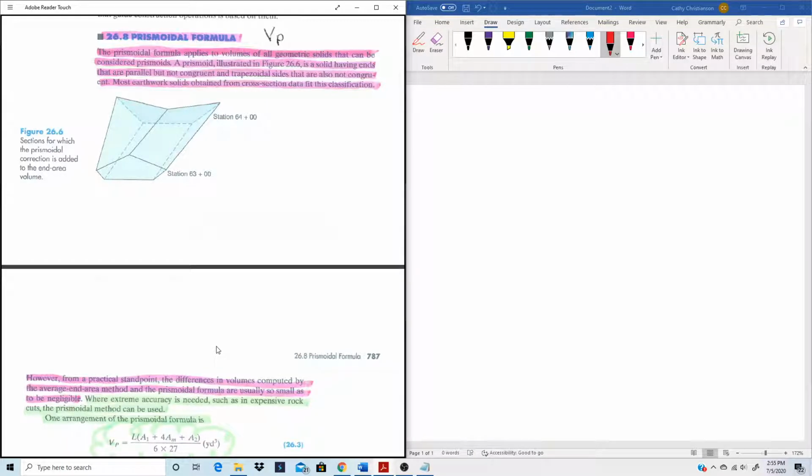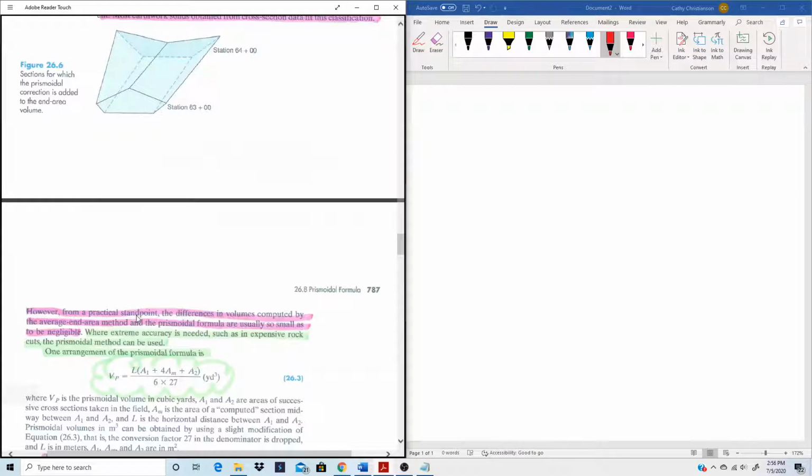So if you're trying to figure out a volume, wouldn't it be just as easy to take the area of one end, take the area of the second end, and then average them? But of course, surveying wise, they want you to know how to do both. Surveying wise, if this was an expensive rock, you would need to know how to do both. So, hence, that's why we're teaching this.